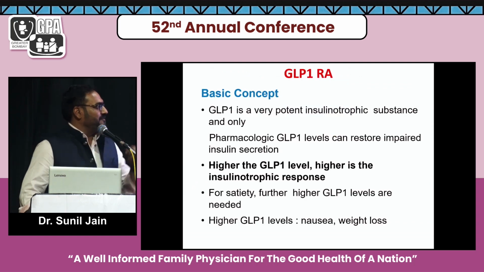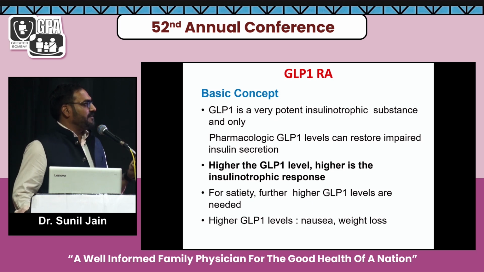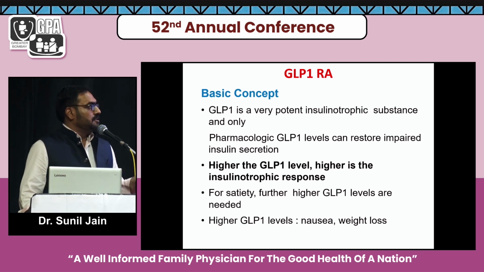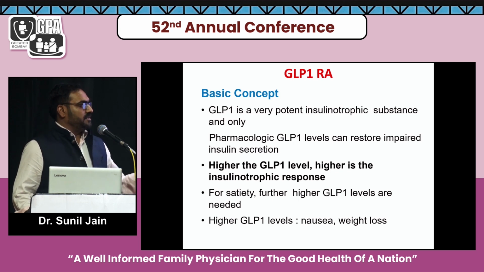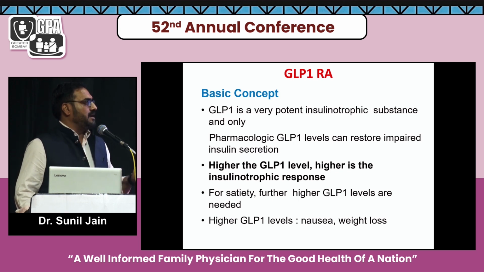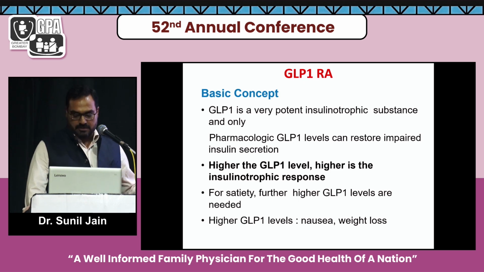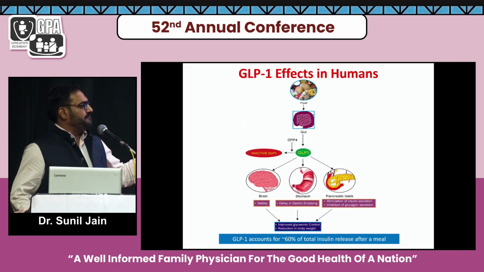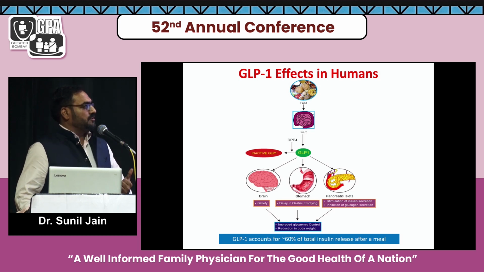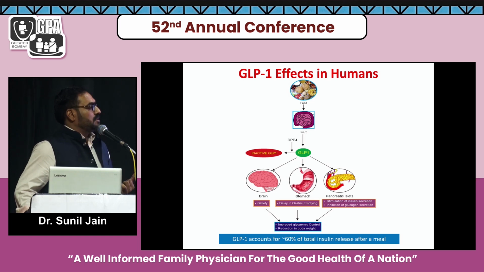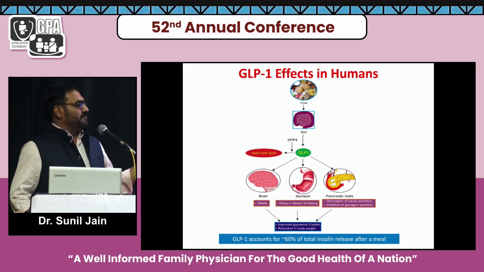So the basic concept: GLP1 is a very potent insulinotropic substance. Pharmacological GLP1 levels can restore impaired insulin secretion. The higher the GLP1 level, the higher the insulinotropic response. For satiety, further higher GLP1 levels are needed, and higher GLP1 levels cause nausea and weight loss. In the brain, satiety, delay in gastric emptying, stimulation of insulin secretion, and inhibition of glucagon secretion, at the end improve glycemic control and reduce body weight. GLP1 accounts for more than 60% of total insulin release after a meal.